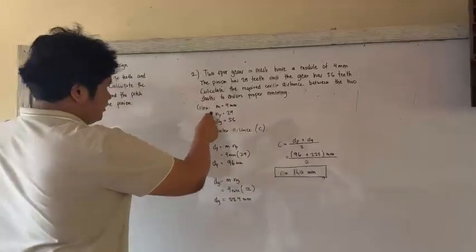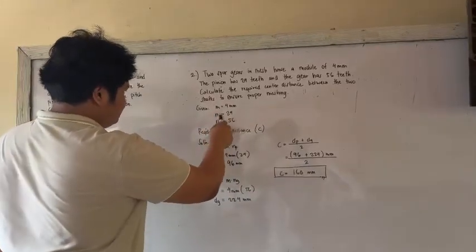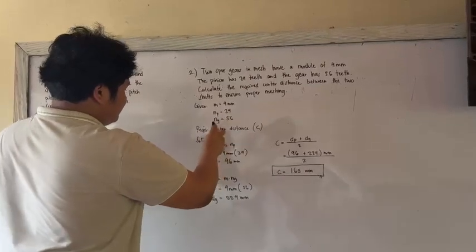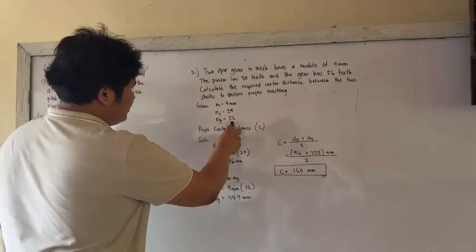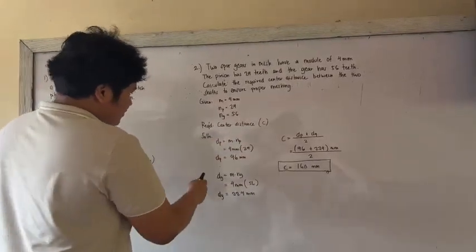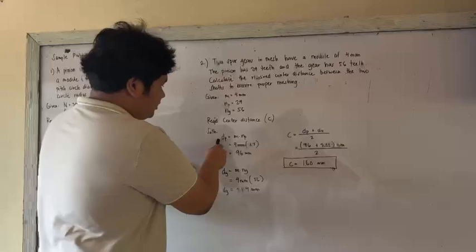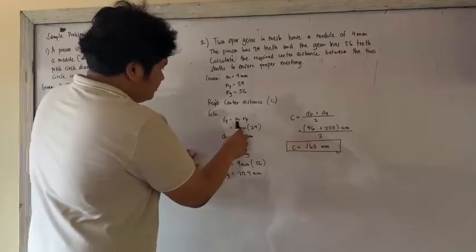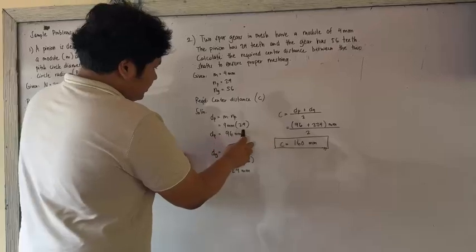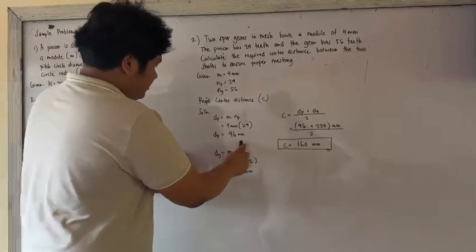So we have given a module of 4 mm. Number of teeth of the pinion, 24. And number of teeth of the gear, 56. So the required is the center distance or C. So for the solution, we have the diameter of the pinion, module times the number of teeth of the pinion. So we have 4 times 24, we have 96 mm.